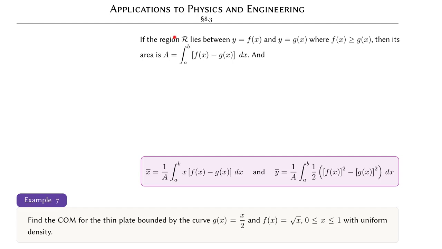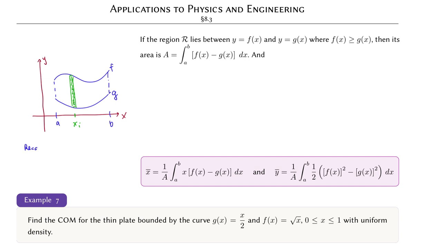If there is a region R that lies between y equals f of x and y equals g of x, where f is more than g, the area between the curves is the integral from a to b of f of x minus g of x. In order to find the center of mass, we divide the interval AB into many subintervals. Each of the subintervals gives us a rectangular strip.